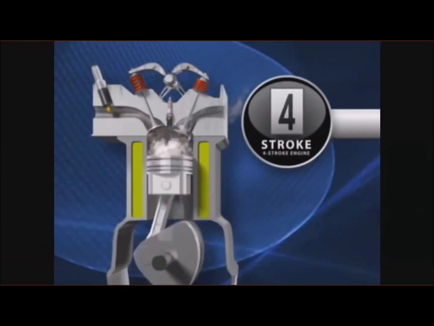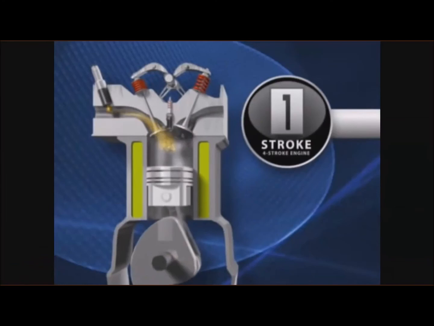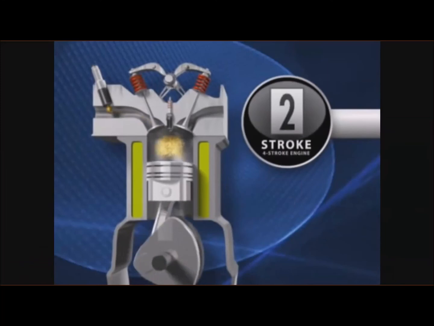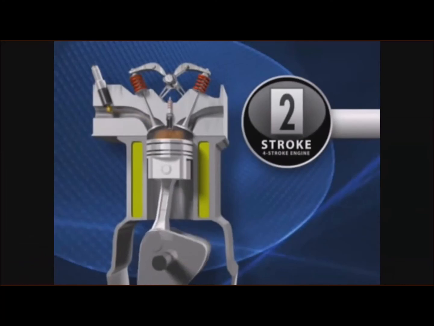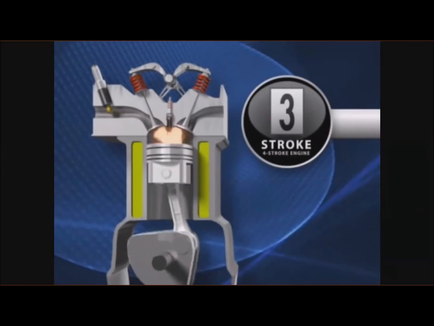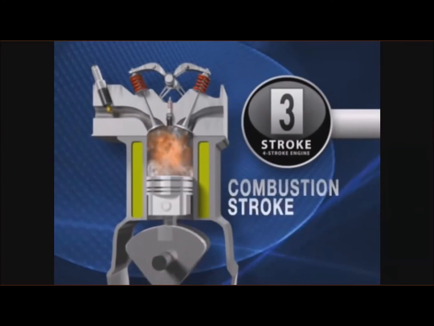In the first stroke, the piston travels downward as the intake valve opens and a mixture of air from the atmosphere and a metered amount of gas from the electronic fuel injector enter the cylinder. This is called the intake stroke. On the second stroke, the piston travels upward, compressing the air and fuel to make a highly combustible mixture. This is called the compression stroke. At this point, the spark plug fires, sending the piston downward from the expansion of the air and gas mixture. This is the combustion stroke.